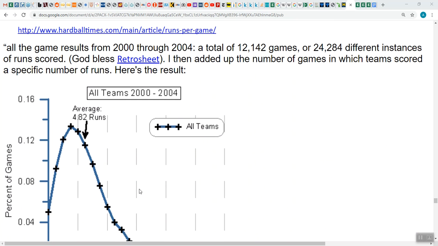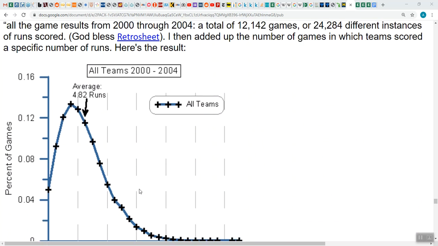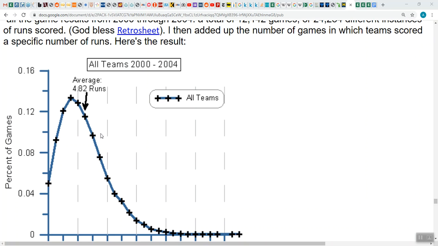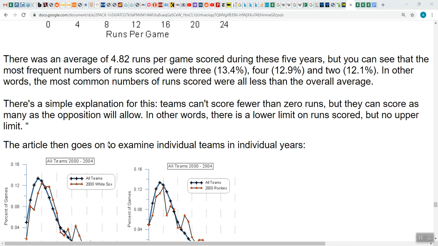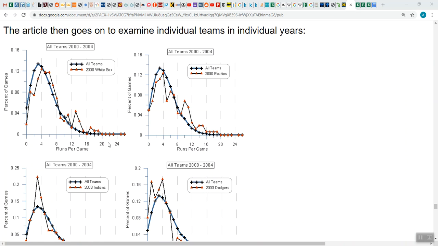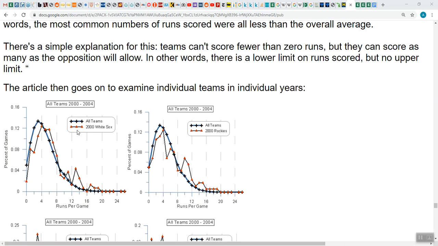Let's talk about sports, because some people like sports. Here's a histogram of how many runs per game each team scored for 4 years across all teams in baseball. Looks skewed right to me. But then you can break it down by just one team for 1 year, and it still looks skewed right, but it's a bit jumpier because the data set is smaller. It's just one team instead of all 30 or whatever teams, and it's just 1 year.